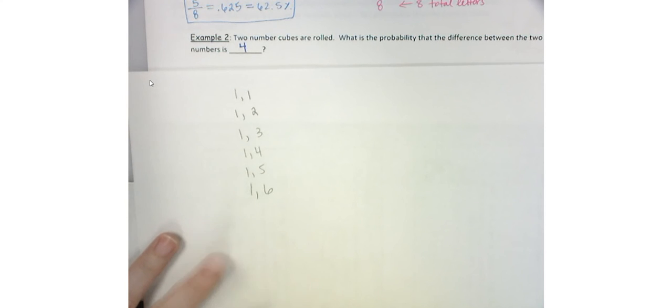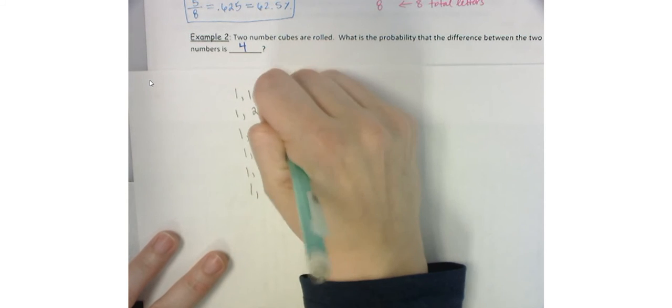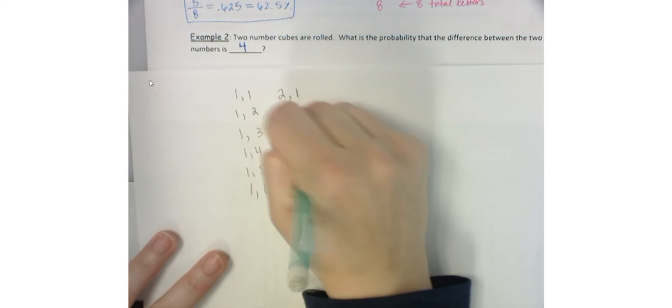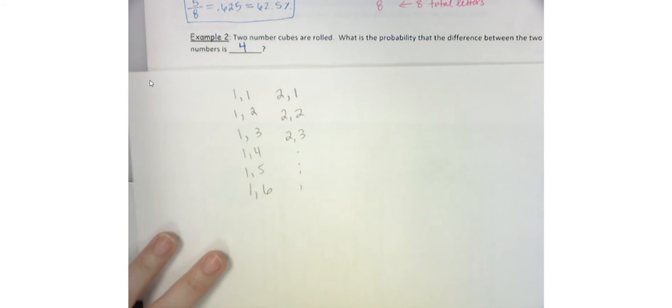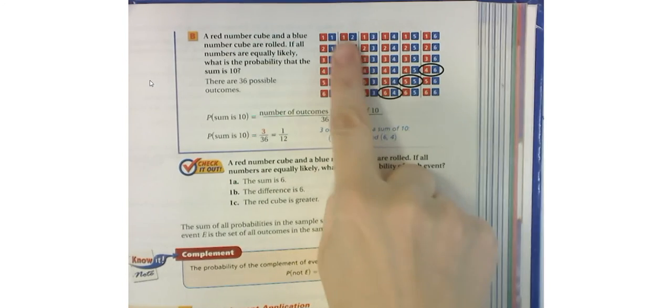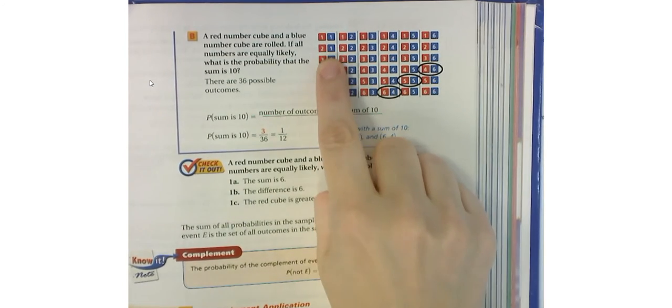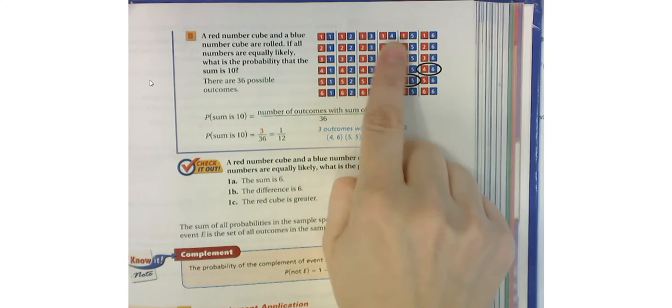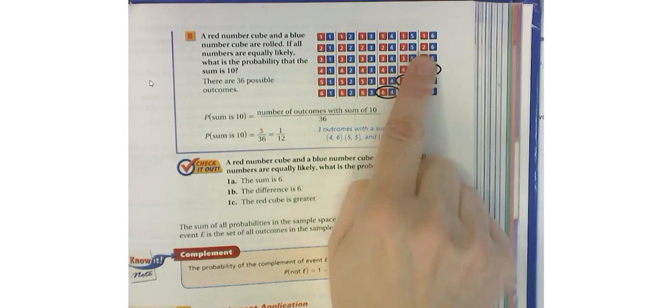In your book, on page 291, they give you a nice little chart here that shows you all the different possibilities. So 1, 1, 1, 2, 1, 3, 1, 4, 1, 5, 1, 6, and then the 2s, 3s, 4s, 5, 6 here. How many total do we have? We have 36, right?